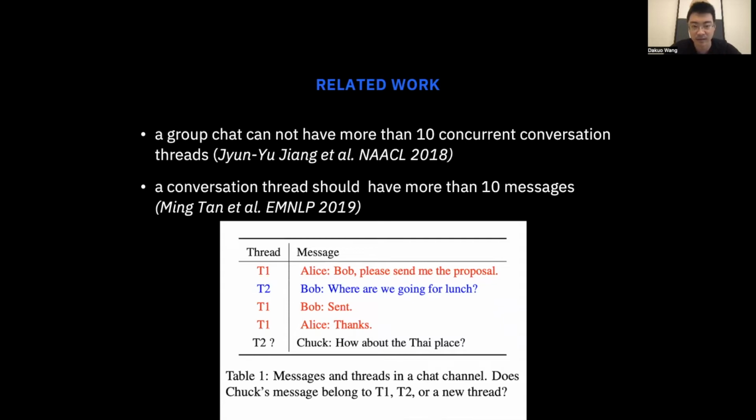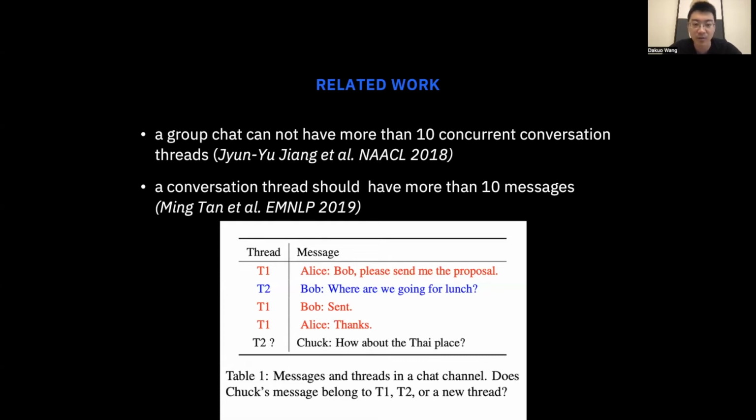They assume that a group chat channel should not have more than 10 concurrent conversation threads at the same time. Also, they assume that a conversation thread should always have more than 10 messages within a single thread. With these assumptions, they build on top of these premises and develop their own algorithms. For example, one particular algorithm could be to automatically detect the thread. Given one sentence, which thread does this sentence belong to? That's called thread detection algorithm.